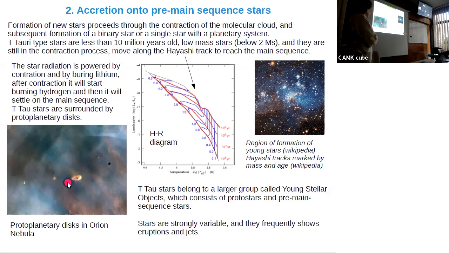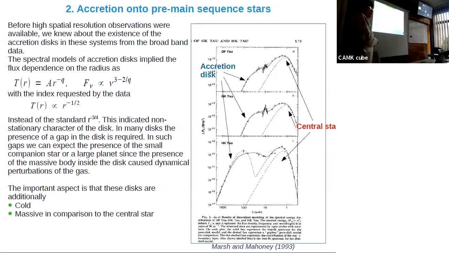This is a Hubble Space Telescope photo of one of the stars in the Orion Nebula. But those disks are not quite like those disks which we discussed. Of course, the simplest approach is to say that, fine, we have a Keplerian disk. But even if we cannot resolve those disks, we have spectra. And having the spectra, we can put some constraints on those disk properties.